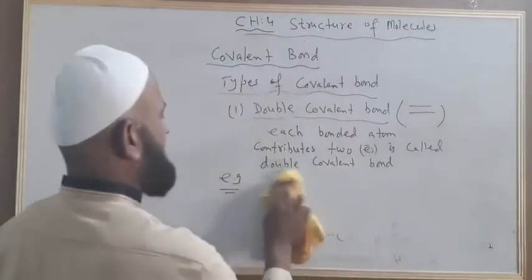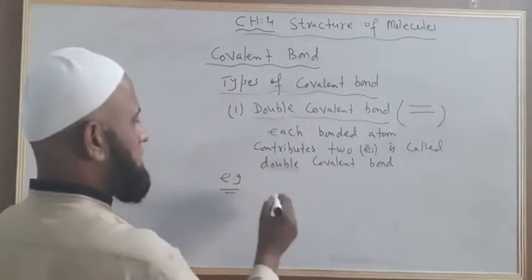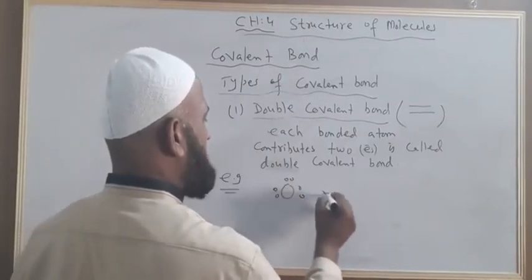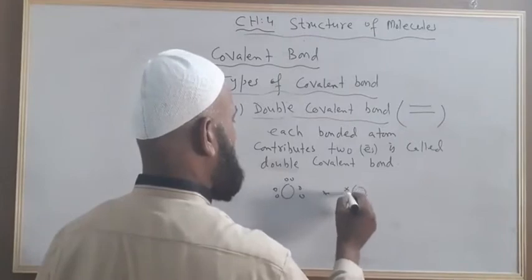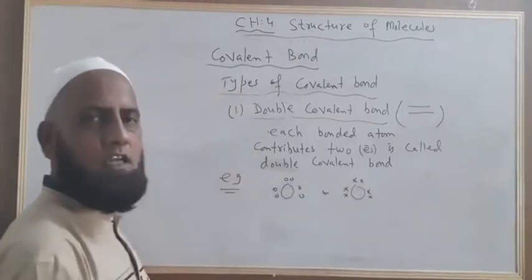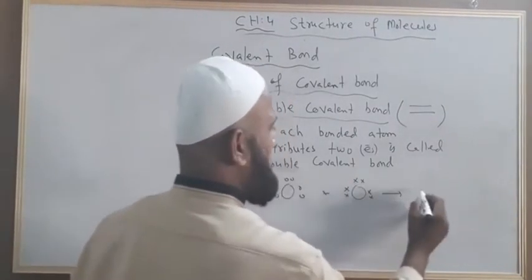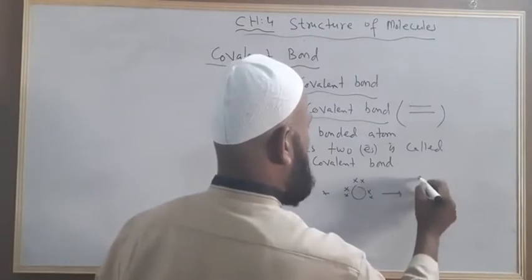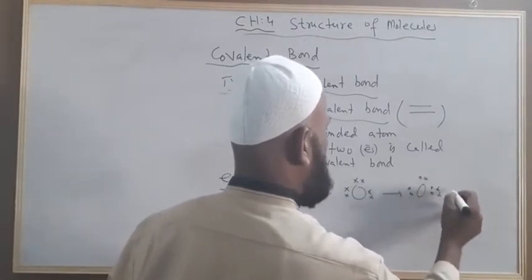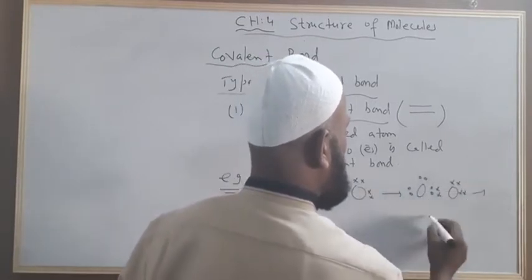A common example for this is the formation of the oxygen molecule. As you know, in oxygen there are 6 electrons in the valence shell. So we can draw the structure. It's very necessary while doing your board paper. You must give these examples and draw these structures because they carry marks. So in this way you can draw it. These are your valence electrons, and at the end, O2.